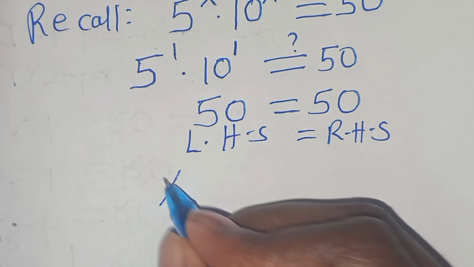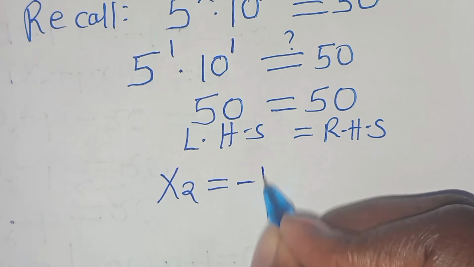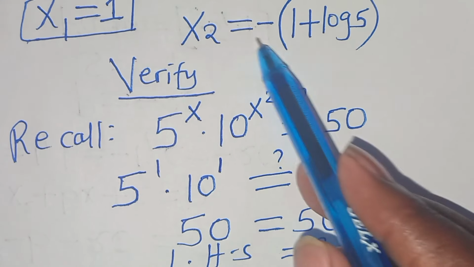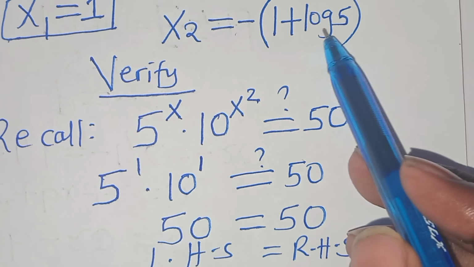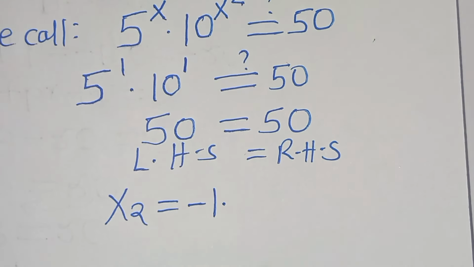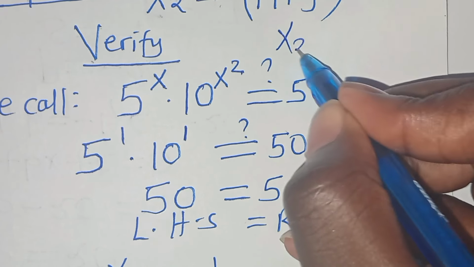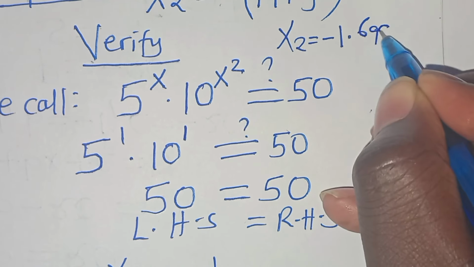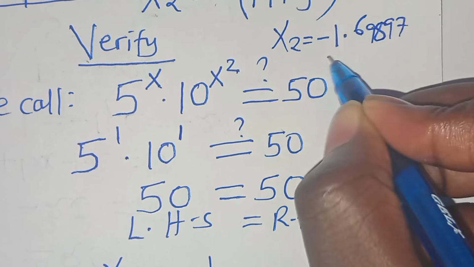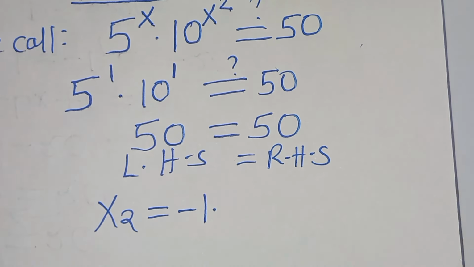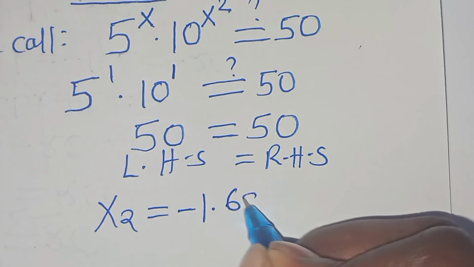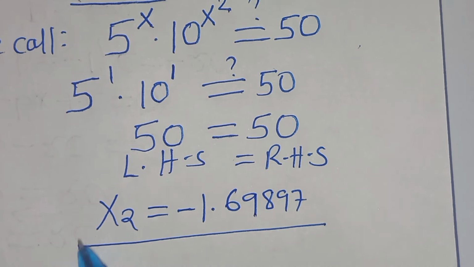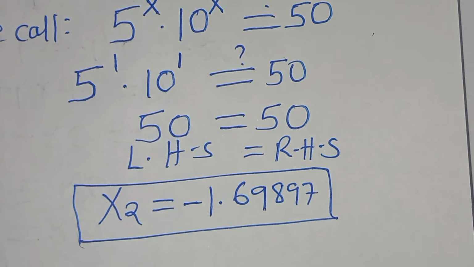So now let's check x2. In this case, x2 is minus 1 plus log 5. We can express this as x2 equal to minus 1.69897. So this is the value of x2. So let's check if this x2 satisfies the equation.